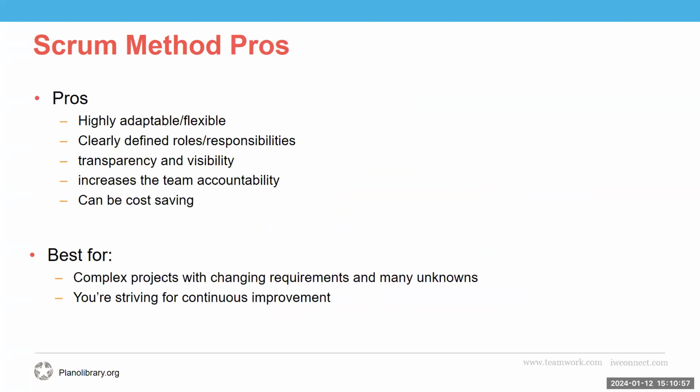Some pros. It is highly adaptable and flexible. It allows for clearly defined roles and responsibilities. There is a lot of transparency and visibility. It increases team accountability and can be very cost saving. So Scrum is best for complex projects with changing requirements and many unknowns. Also, if you're striving for continuous improvement, Scrum is probably a great option for you.